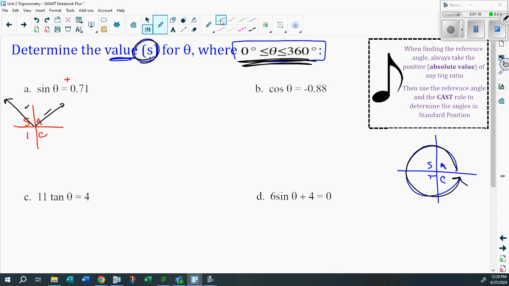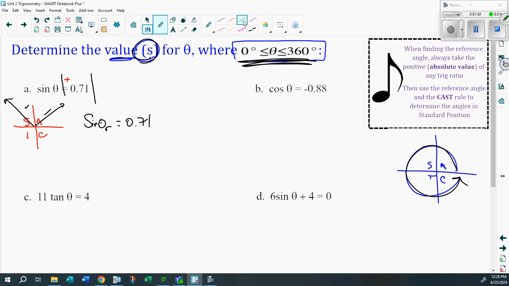So first thing you do, absolute value it. Why? Because now sine theta is no longer sine theta of this angle in standard position. It's sine theta reference. Well, granted, this is already positive, so this is going to be 0.71. Who cares? Yeah, but when we start getting into the negative ones, you'll thank me. Okay, now how do I find theta reference then?